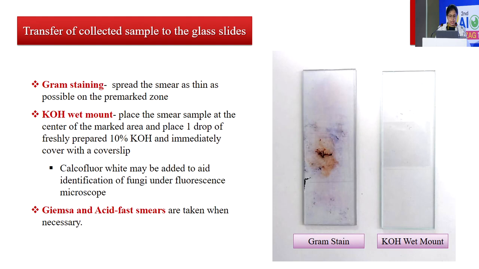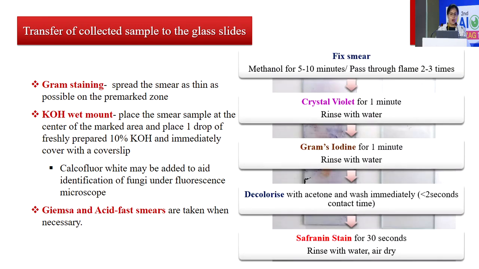Then Gram staining and KOH mount is what is conventionally performed, 2 smears at least, and then GMSA and acid-fast smears are taken when necessary. We all know the process of Gram staining. It's based on the thick peptidoglycan cell wall in Gram positive organisms that take the Gram stain crystal violet, and the thin peptidoglycan cell walls in Gram negative organisms will decolorize, and the counterstain is taken with safranin.